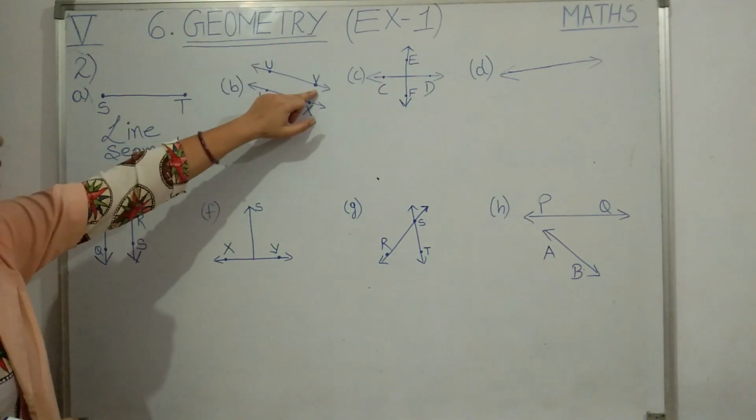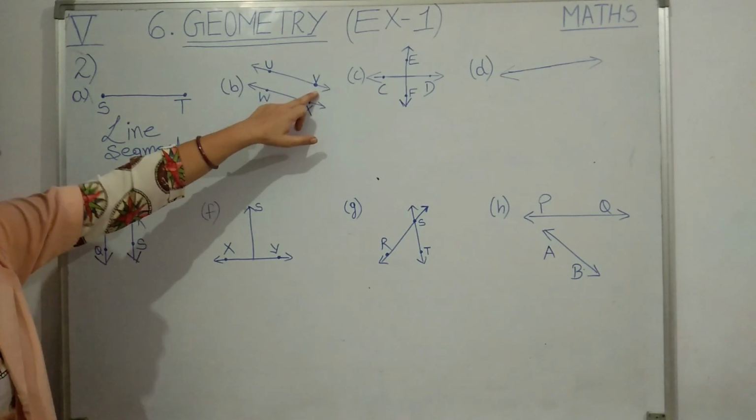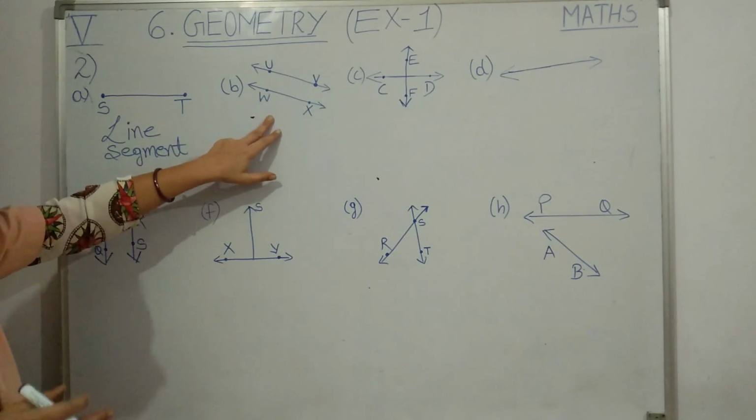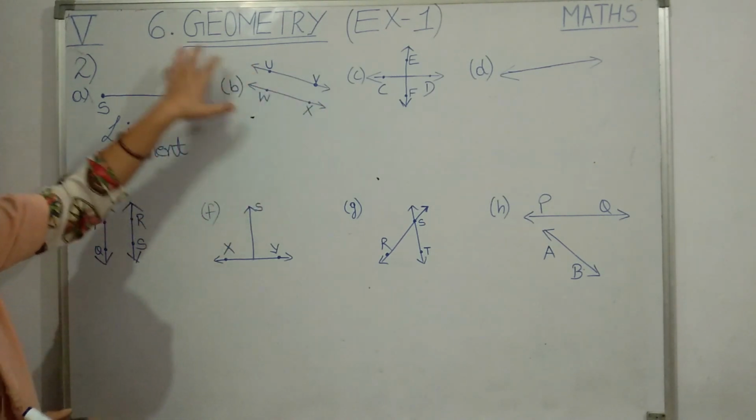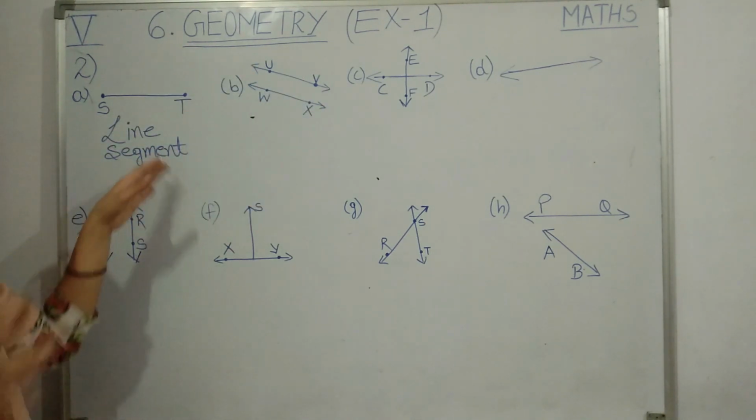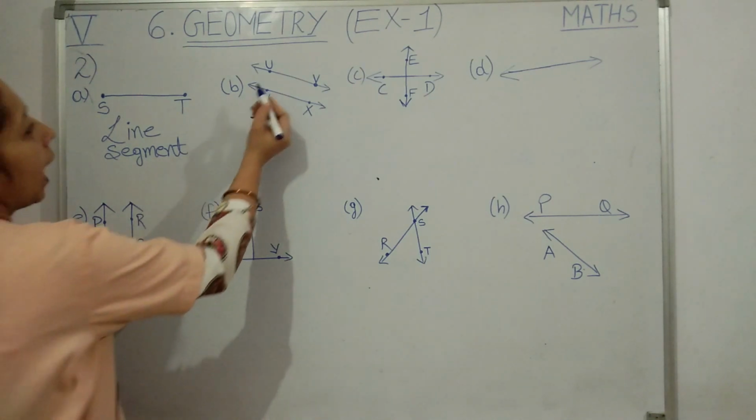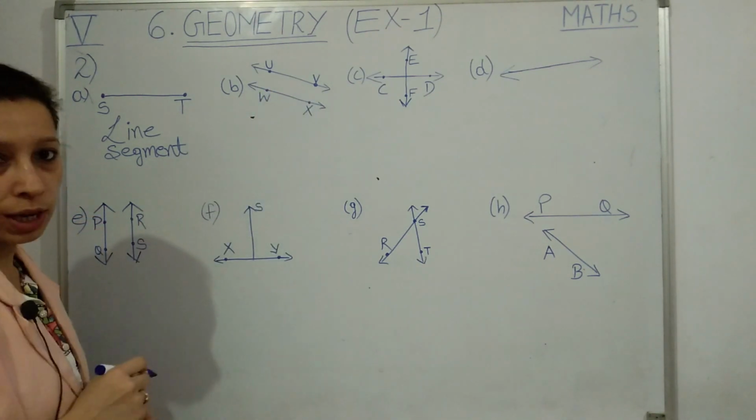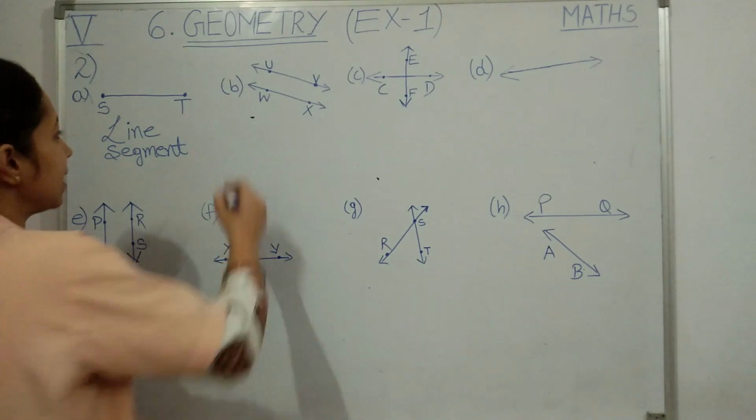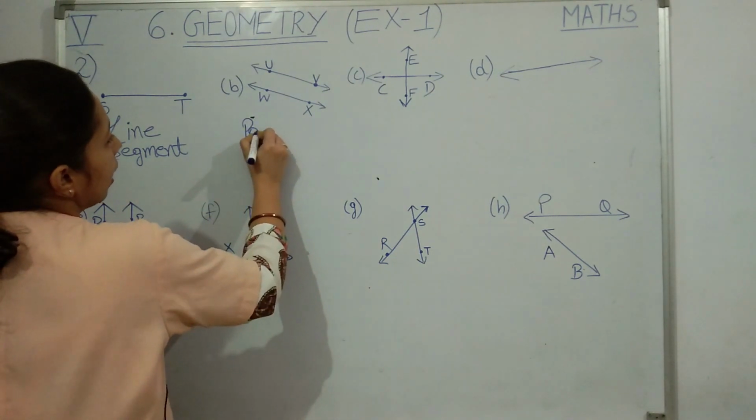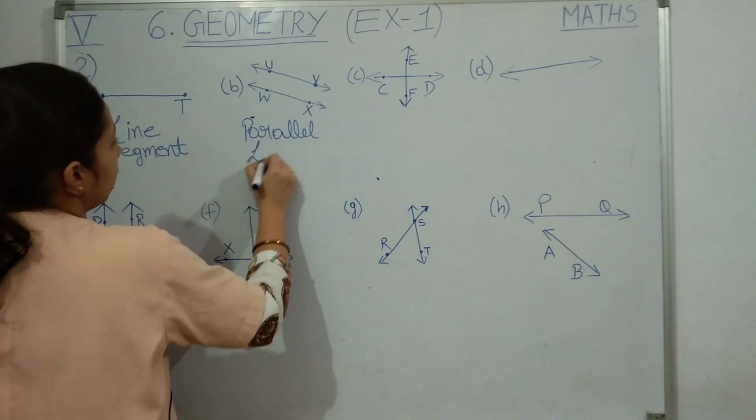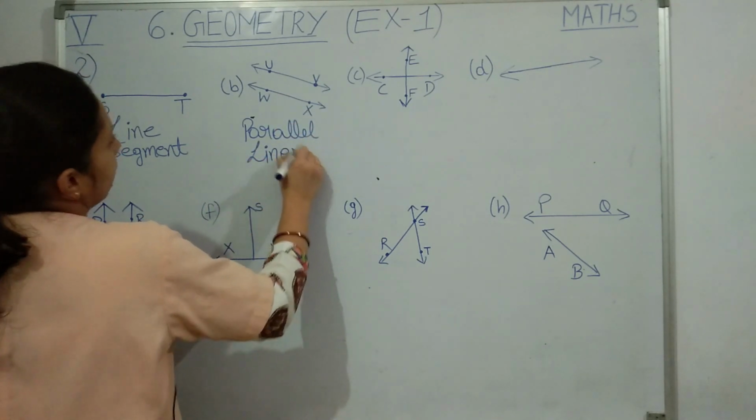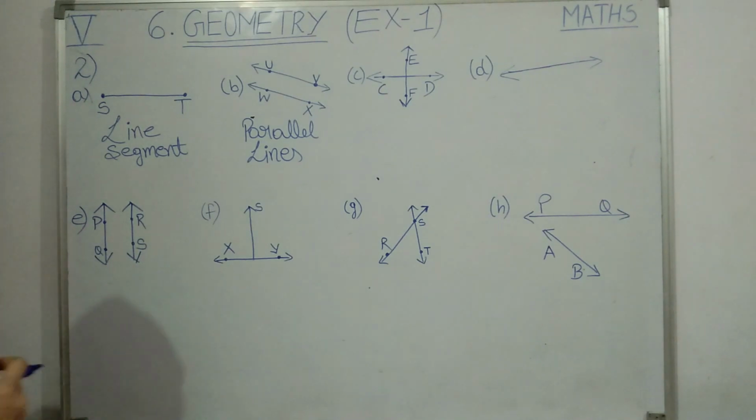Then here it is line or line segment, students. You can see two arrowheads are there now. So it is line. Means both these are lines, and these are which type of lines? We can see that they are going straight way and they are never going to meet each other, and the distance between them is also equal. So such lines are known as parallel lines, isn't it? Parallel lines.